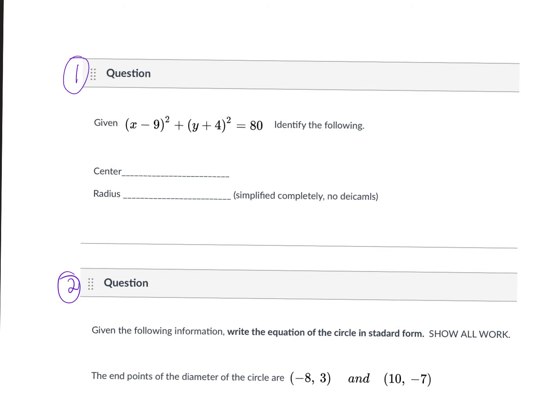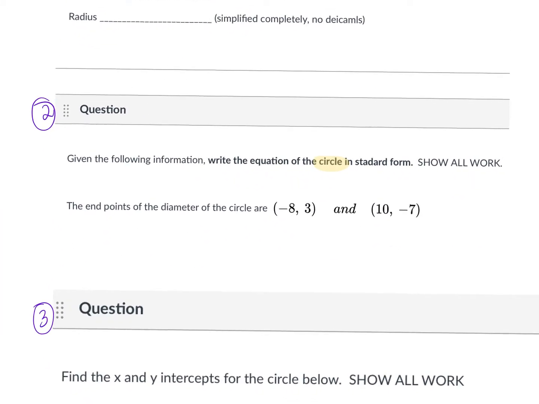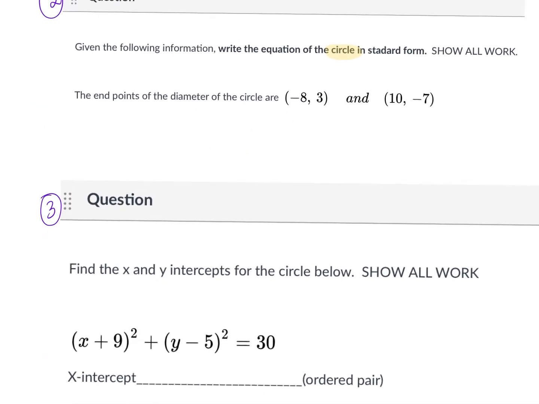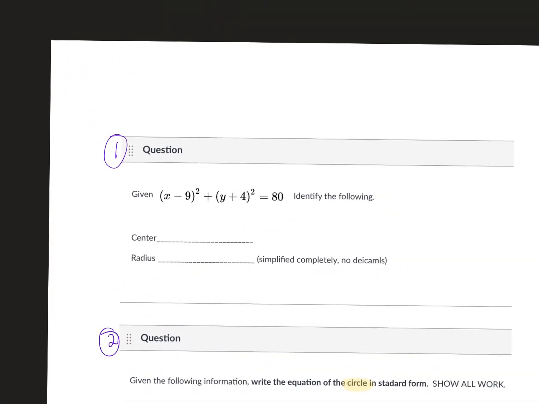But you guys, it'll tell you in the problem what you're looking for. All right, if I look at this, and I want the center and the radius, the only time we talk about a center is what shape? A circle. All right? So you don't have to be searching all over. A lot of the times they'll say, like here on number 2, the circle in standard form. Here it says find the x, y intercepts of the circle below. So pay attention to the wording that they give you here.